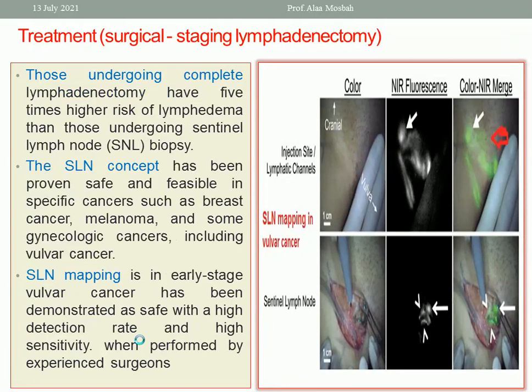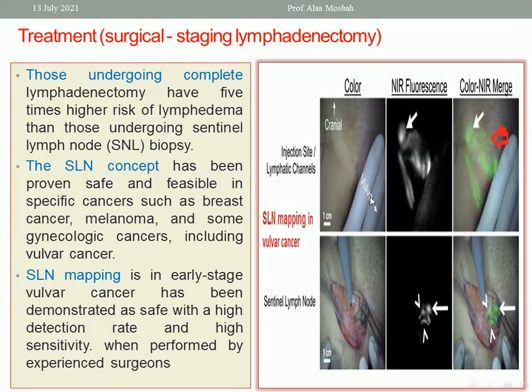So, staging lymphadenectomy is not an easy or safe operation because it may be complicated by lymphedema. That's why gynecologists think about sentinel lymph node biopsy. If we can know the result of the sentinel lymph node biopsy, whether it is affected by the malignancy or not, and we did the section for sentinel lymph node biopsy, it can be enough, with no more dissection in the groin for other lymph nodes.